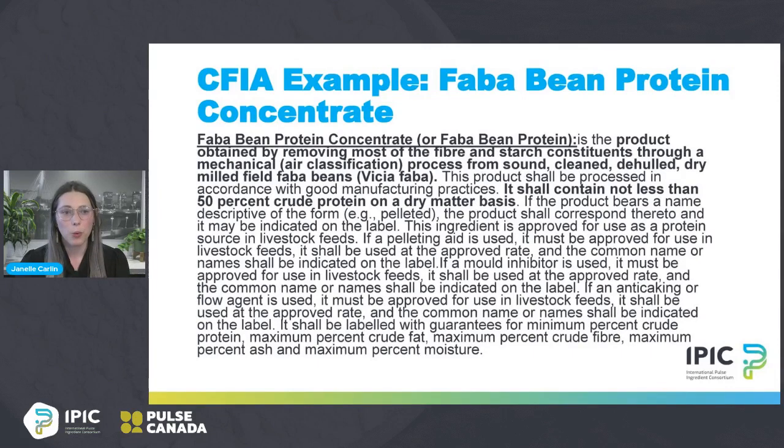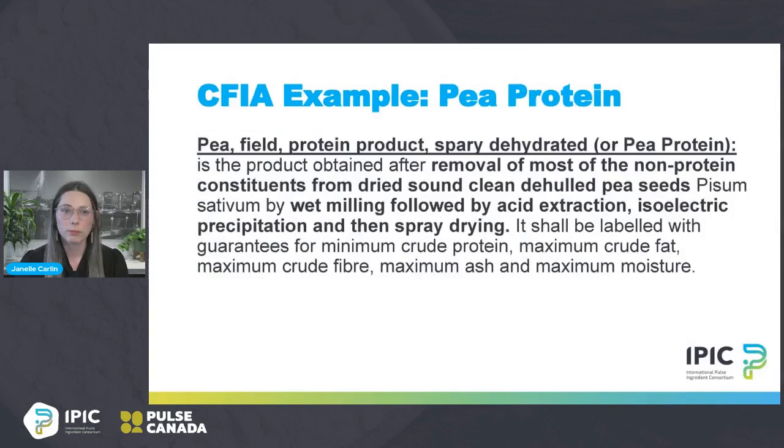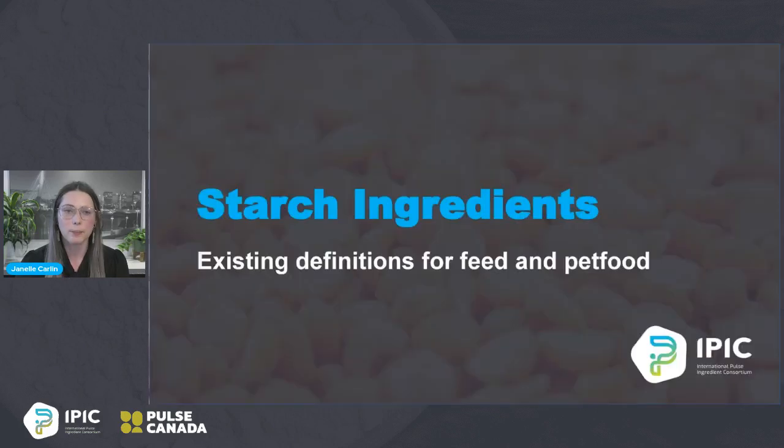Looking at faba bean, there's a similar one under CFIA for faba bean air classified ingredients. Faba beans have a little bit naturally higher protein content. So you can see here that minimum protein level is a little bit higher for this faba bean specific definition than the comparable one for pea. CFIA is another one here, so pea protein, but this one is talking about that wet extracted protein ingredient where it specifies that you're removing the majority of the non-protein constituents from that dried, clean, and dehulled seed, which is wet milled, acid extracted, and isoelectric precipitation before being spray dried. So here, again, we see that that method of processing is specified, but not necessarily any compositional standards are applied.